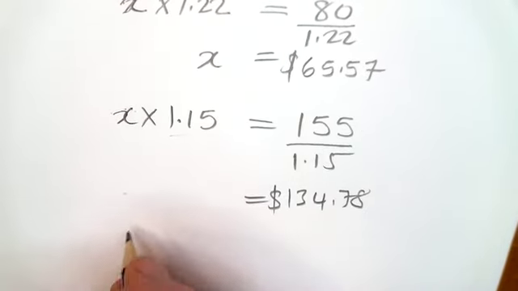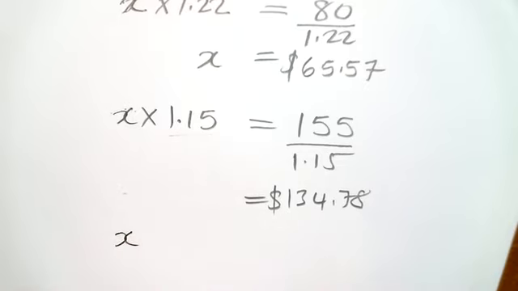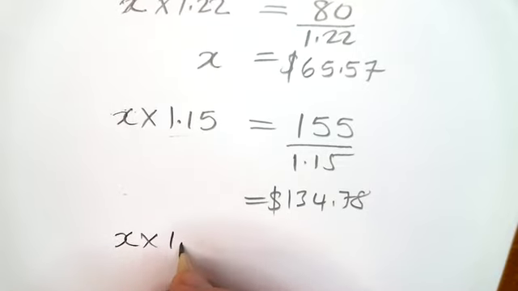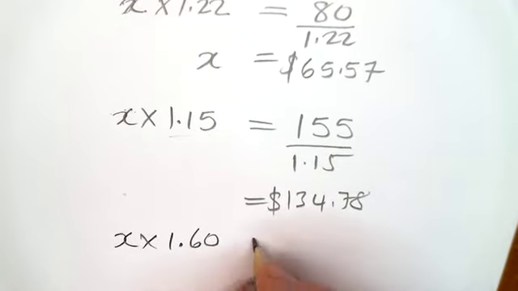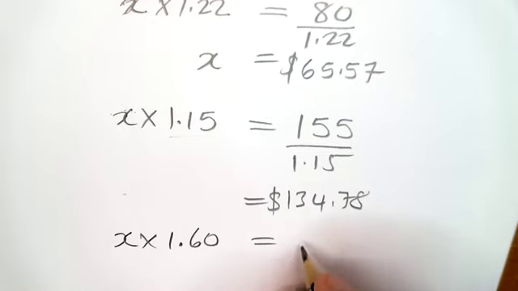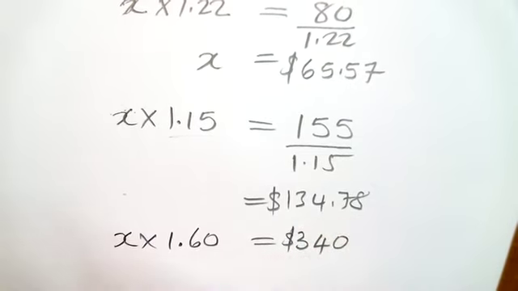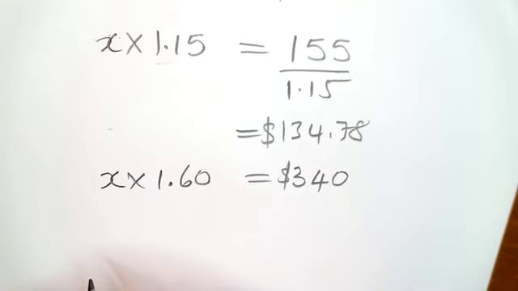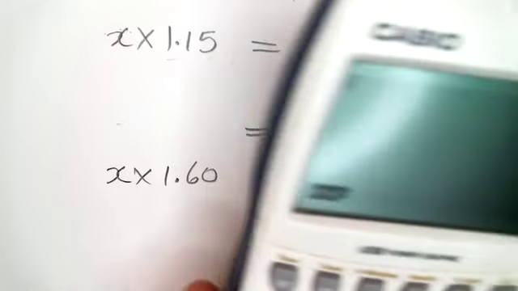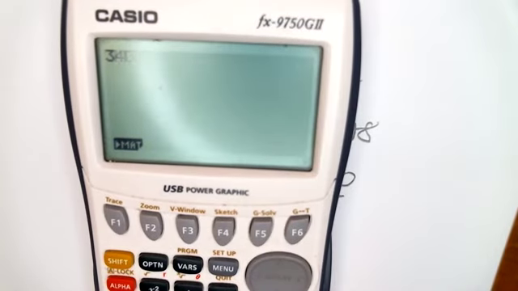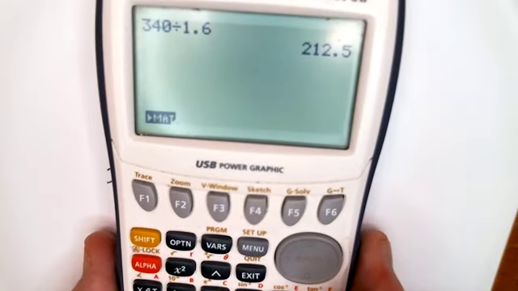Let's say you walk into a store and the item has been increased by 60%. Or you could write that if you want, just 1.6. And after a 60% increase, the item is $340. What was the price before the increase? Well, we divide by 1.6. 340 divided by 1.6. Here it is. And we get $212.50.